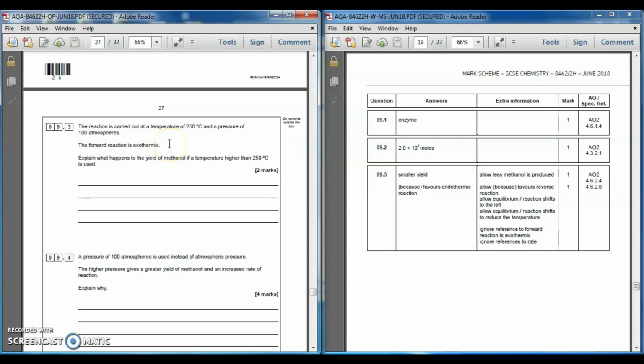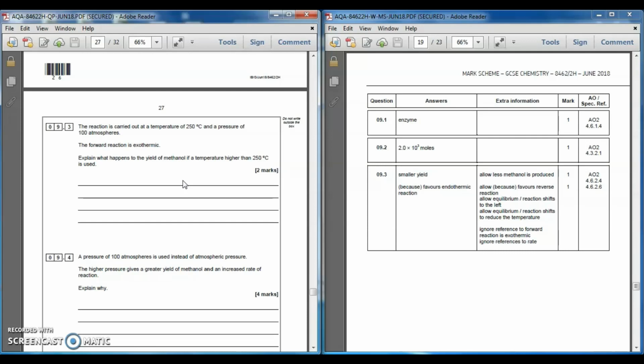9.3. Pretty well answered on this one. The forward reaction is exothermic. What would happen if you had a higher temperature? You'd have a smaller yield, there'd be less methanol made. The reason for that is Le Chatelier's principle, so it's going to favour the opposite, it's going to favour the endothermic reaction.